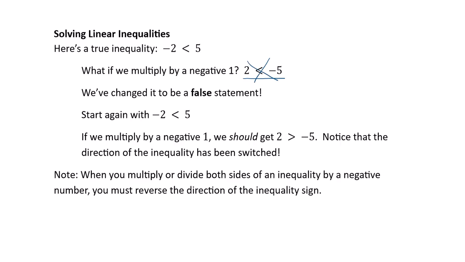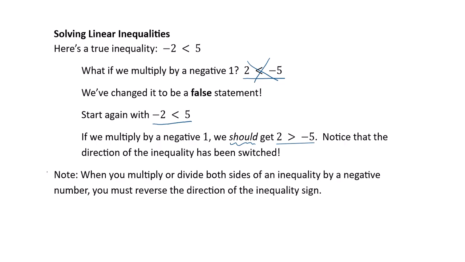So let's start again with -2 is less than 5. If we multiply by -1, we should get 2 is greater than -5. Notice that the direction of the inequality has been switched. This is because inequalities are a directional statement, and when you negate them, you change the direction of that statement.